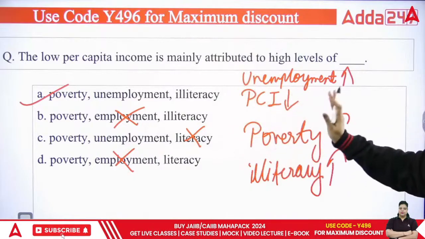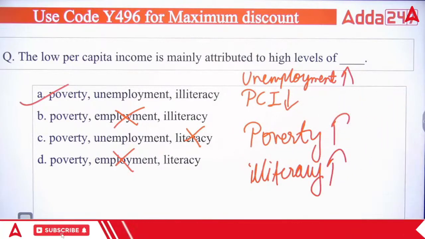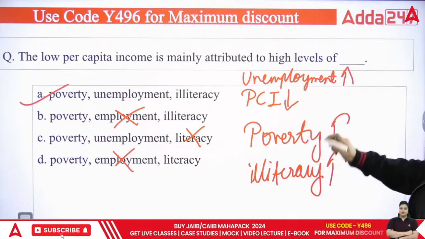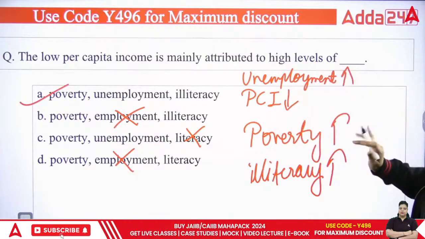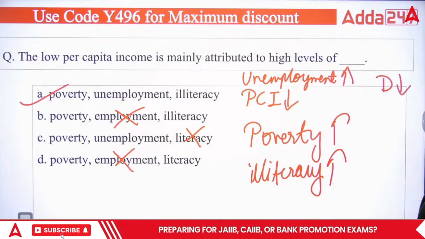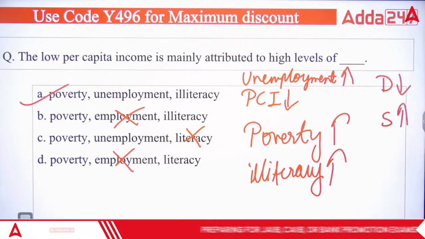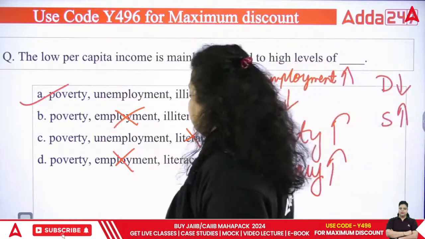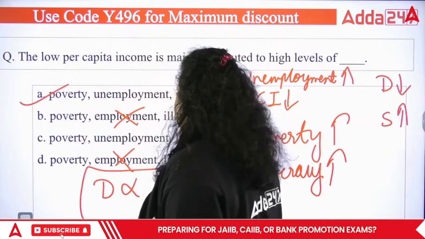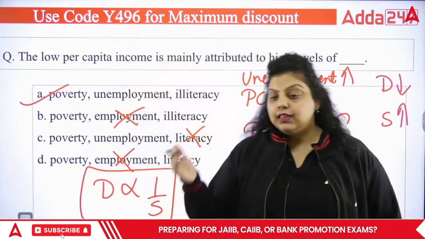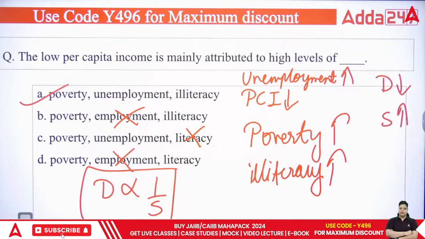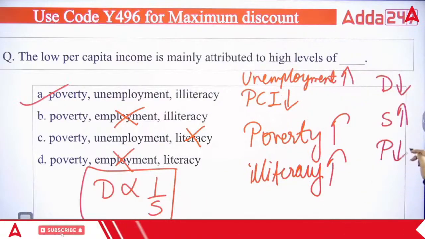Apart from that, what are the other changes we can see in the economy? So unemployment is rising, per capita income is decreasing. It means people are unemployed, they are poor. If they are poor, they will not demand more goods and services. If they are not demanding more goods and services, the supply will increase. Why will supply increase? Because demand and supply have an inverse relation. They always have an inverse relation. If one is increasing, the other one definitely has to decrease. So if demand is decreasing, supply will increase, and so prices will decrease.